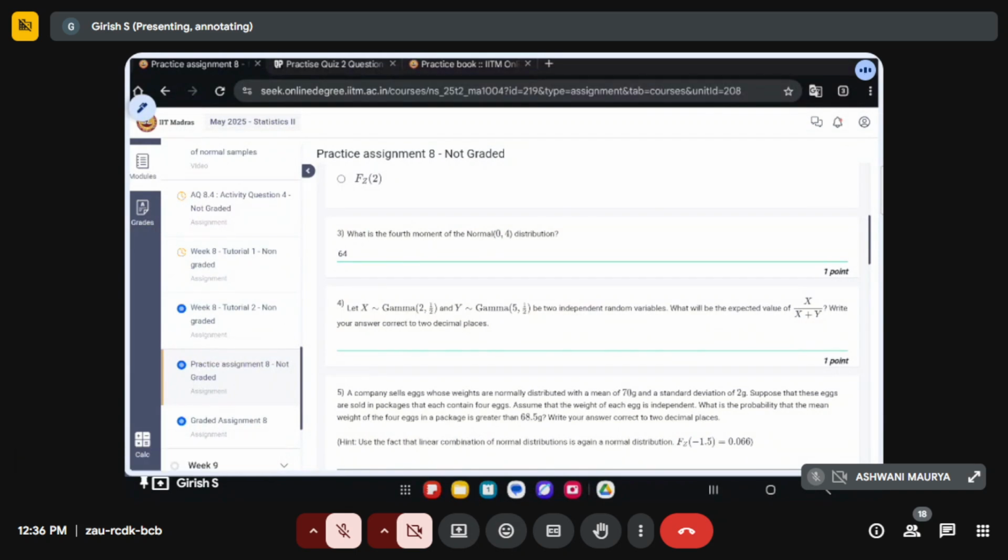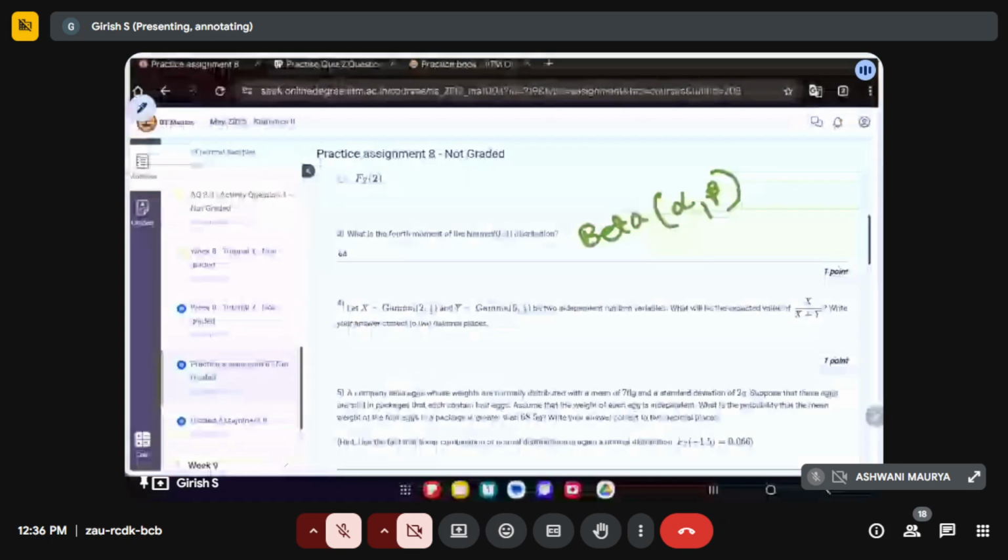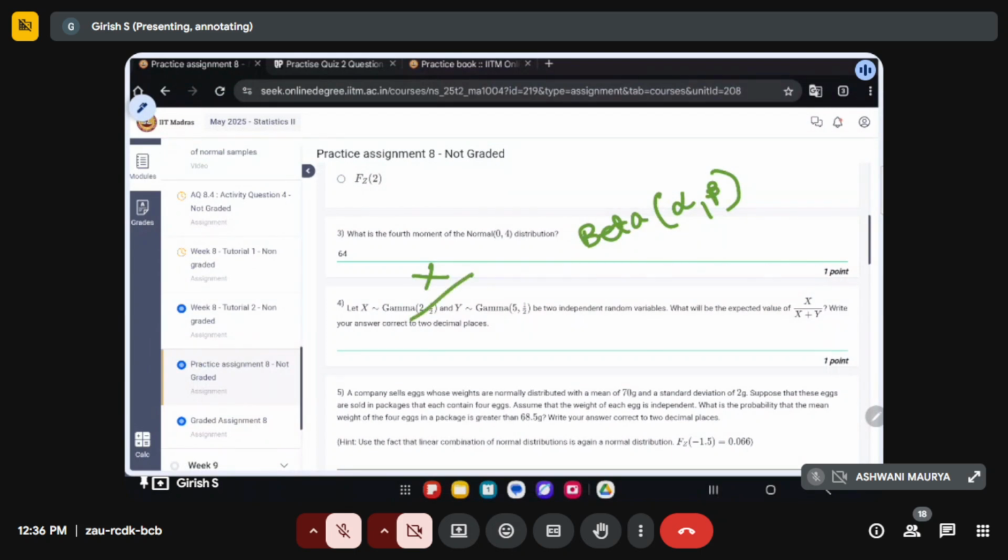There is one property: if x follows gamma distribution alpha comma k, and y follows gamma distribution beta comma k, then x by x plus y follows beta distribution with parameters alpha comma beta. So basically x by x plus y follows beta distribution, and alpha is 2, then beta is 5.